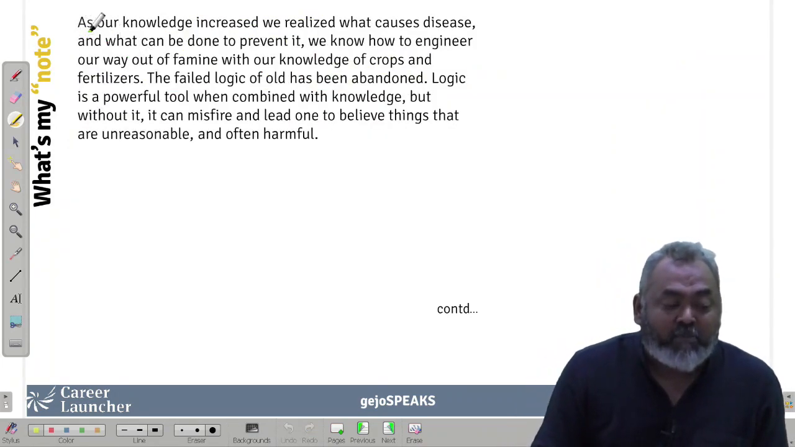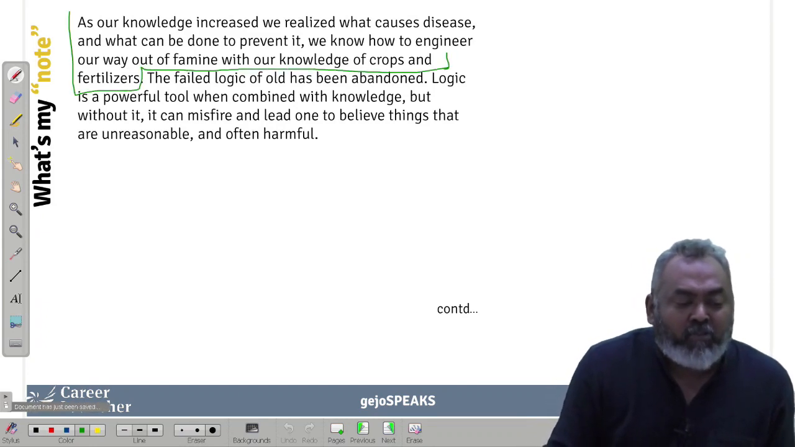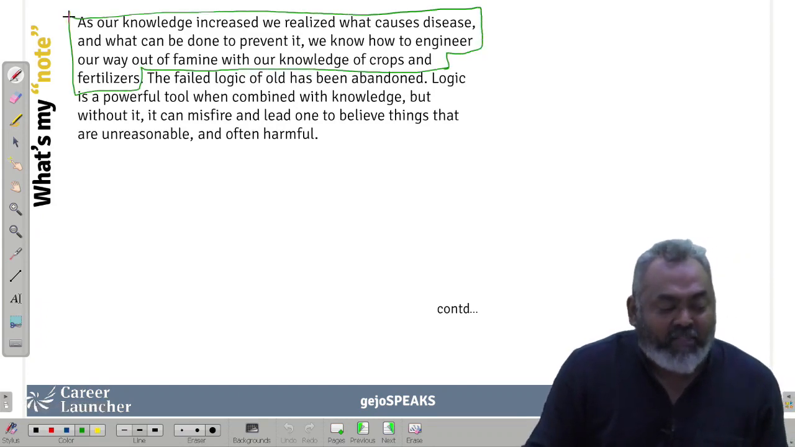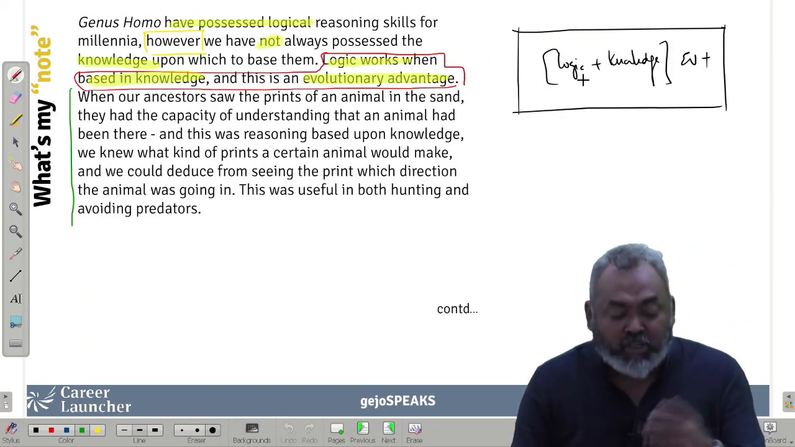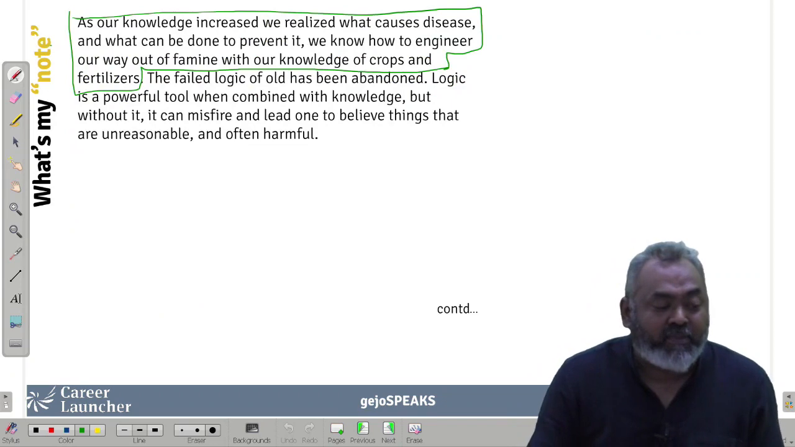The third paragraph starts by saying, as our knowledge increased, we realized what causes disease and what can be done to prevent it. We know how to engineer our way out of famine with our knowledge, crops and fertilizers. This is continuing the justification of the earlier claim that knowledge plus logic is awesome. Okay, the failed logic of the old has been abandoned.